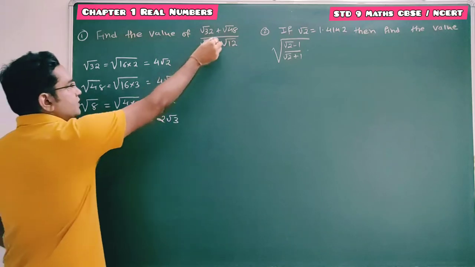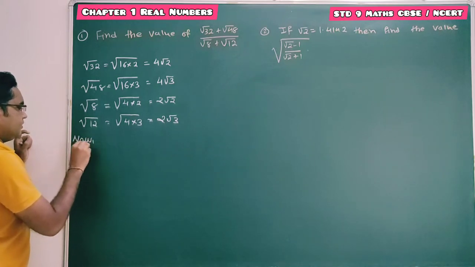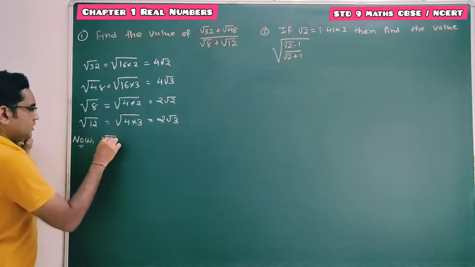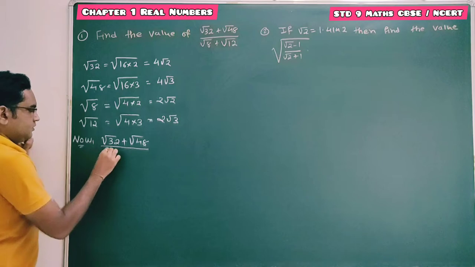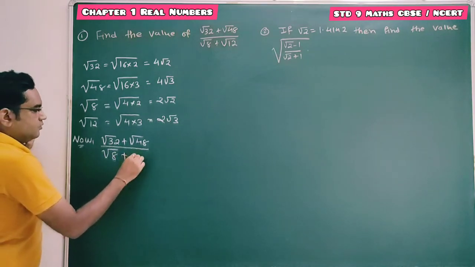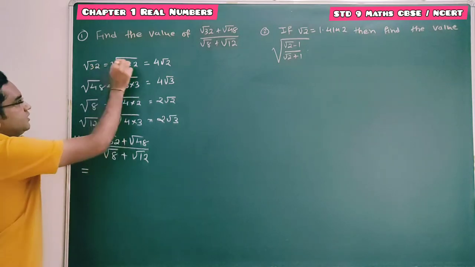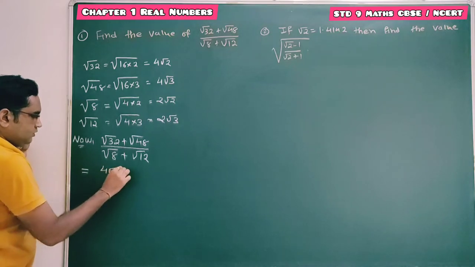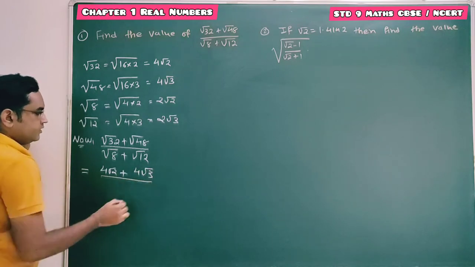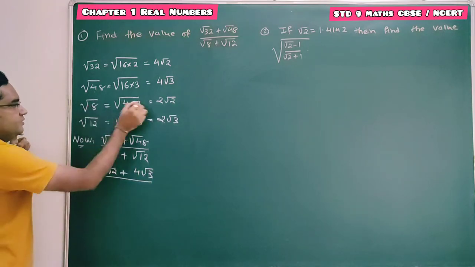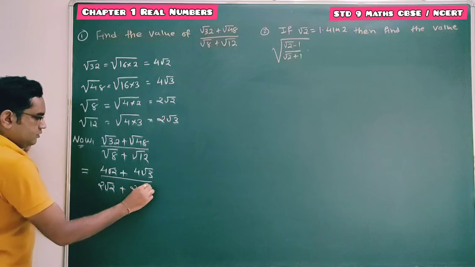So now we are replacing these numbers with the simplified numbers. So now our question is to find the value of root 32 plus root 48 divided by root 8 plus root 12. So this is equal to: root 32 is nothing but 4 root 2, plus root 48 which is nothing but 4 root 3, divided by root 8 which is 2 root 2, plus root 12 which is equal to 2 root 3.